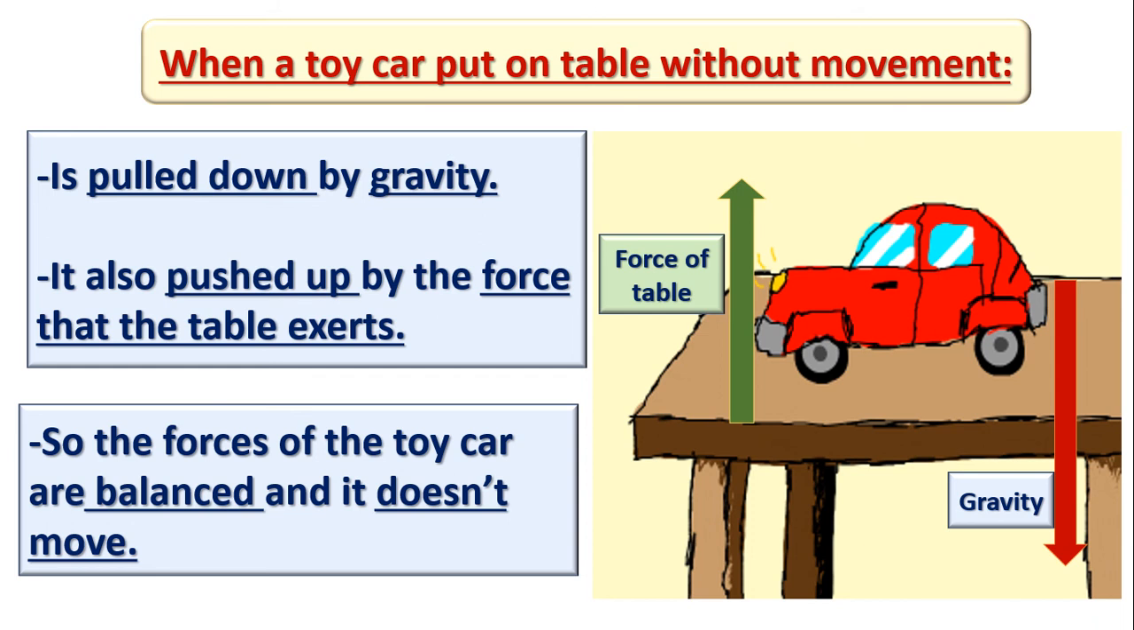So we have another example. When a toy car is put on a table without moving, what are the two forces effecting on the car? Super. Number one, the gravity pulls the car down and the table pushes the car up. So will the force be balanced or unbalanced? Balanced, and the object doesn't move. Excellent. So these are the two forces effecting anything that doesn't move. It is a balanced force with the same amount of force in opposite directions.